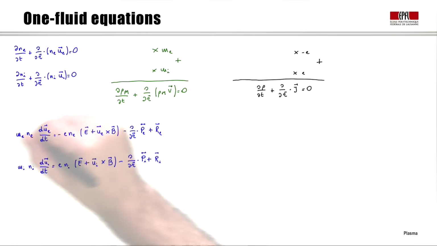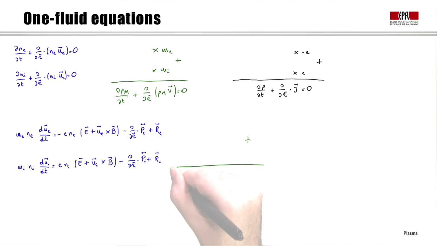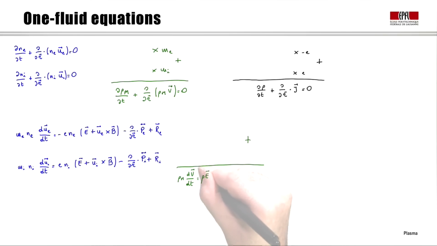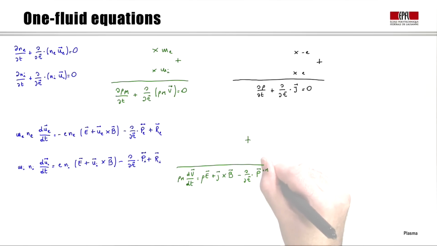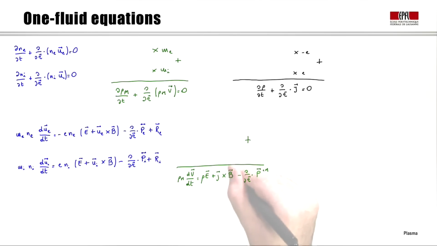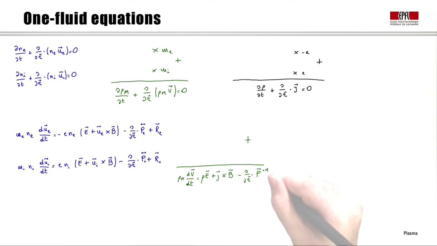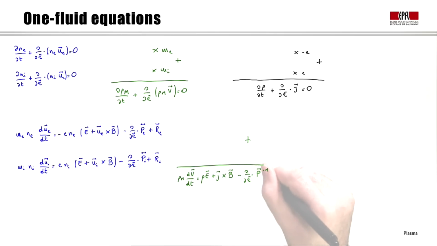We can sum up these two equations, and what we obtain is an equation for the center of mass velocity that takes into account the electric forces, the magnetic force, and the contribution of the pressure term that is actually written in terms of the center of mass pressure.